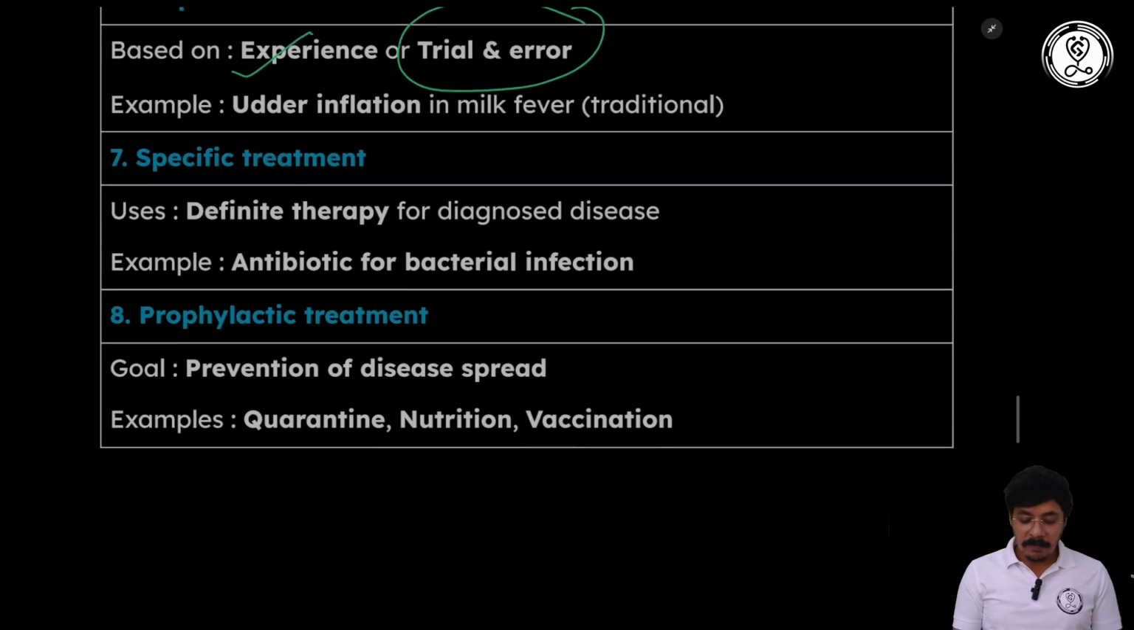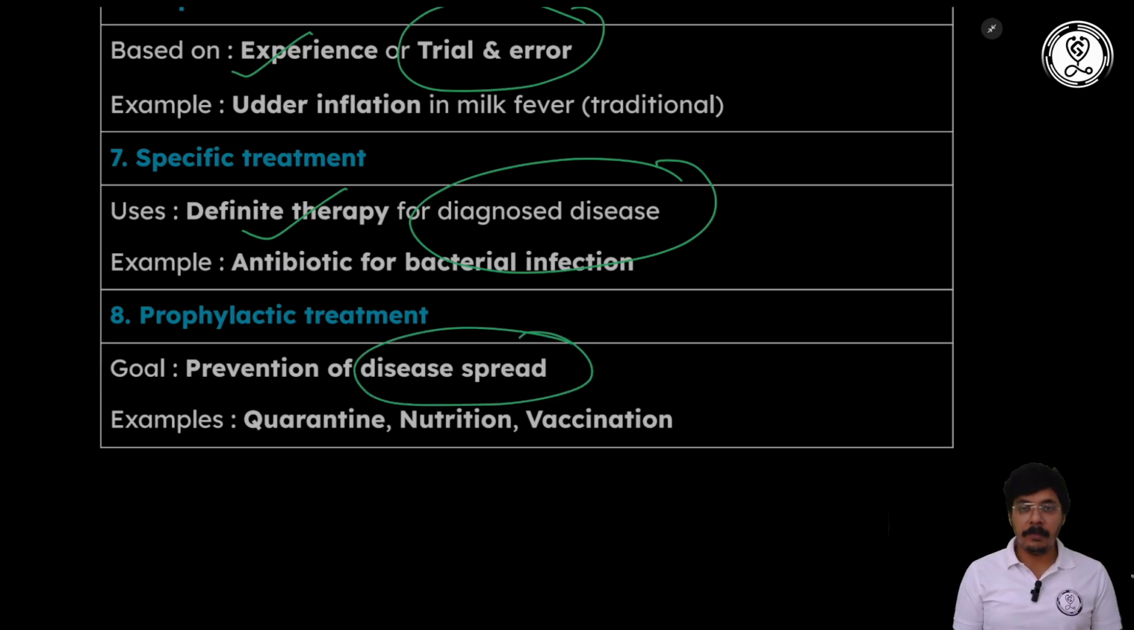Okay. In specific treatment, the definitive therapy for the diagnosed disease is used. Basically, the diagnosis of the disease is very specific, and now the specific drug will be prescribed. Prophylactic treatment is just for preventive measures, where disease spread is to be countered. It means, like in a group of animals, we are suspecting that a particular disease in a particular time period of the year can spread. So we will take all those measures that will prevent the spread.